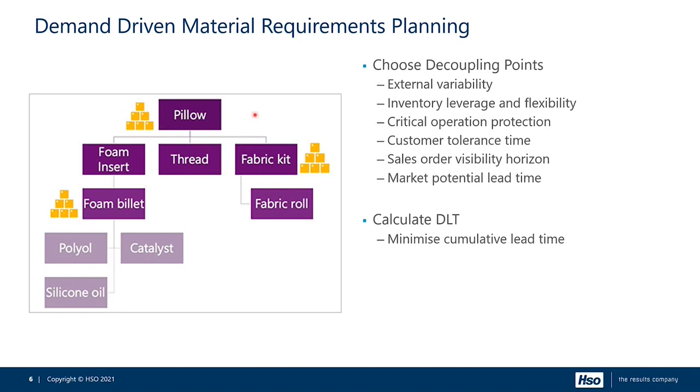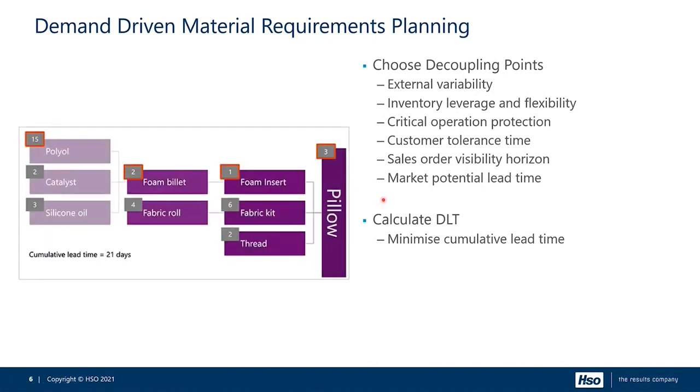So say we've done that. We then calculate our decoupled lead time. What we're looking to do is minimize the cumulative lead time from the point of order, knowing about our requirement, to actually shipping it. So in this case, the polyol is going to take us 15 days, the foam billet is 2 days, foam inserts a day, and the pillow manufacture itself is 3 days. So if we start with nothing and order all that independently, we're going to have a 21-day lead time, which is pretty long to make a pillow.